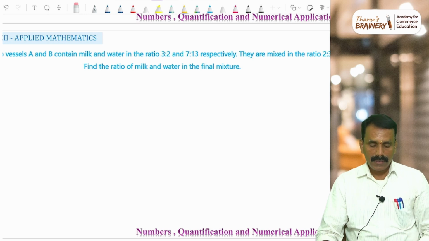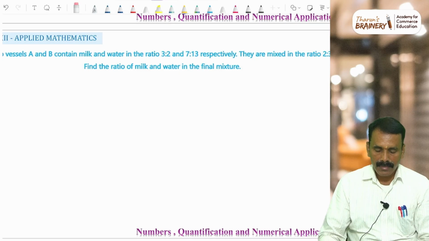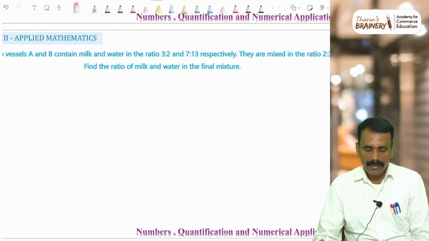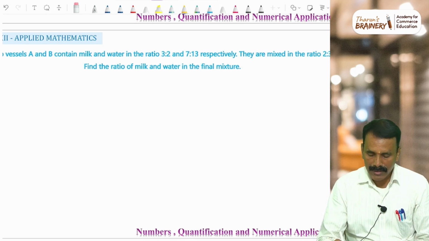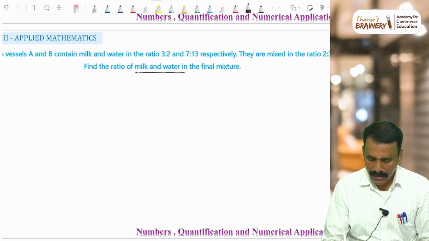Hello students. Here we are having a problem. Two vessels A and B contain milk and water in the ratio 3:2 and 7:13 respectively. And they are mixed in the ratio 2:3. We are taking 2 parts from vessel A and 3 parts from vessel B, and they are mixed together. Here we are supposed to find the ratio in which the milk and water are present in the final mixture.